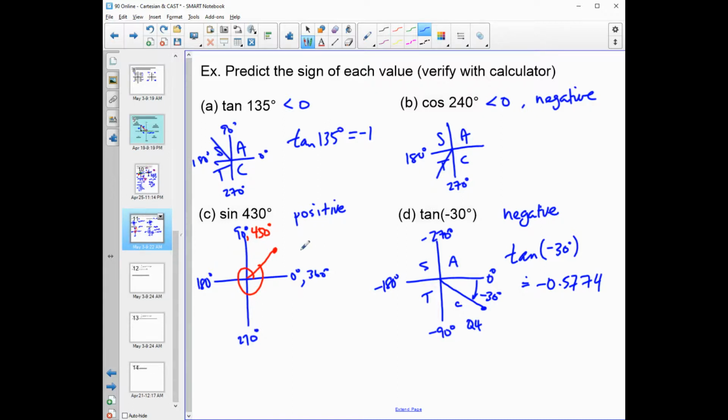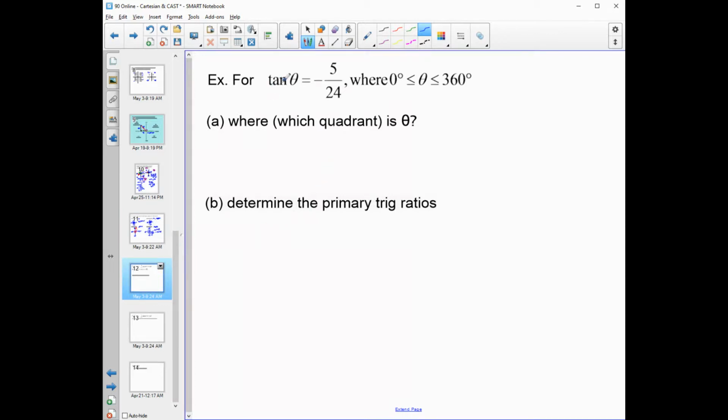And we're almost done, but I've saved the most difficult example for last, because this is where we put everything together. Now I'm giving you the information in a slightly different order. I'm telling you that tan of theta is equal to -5 over 24, and that your angle is between 0 and 360 degrees. What quadrant is theta in?